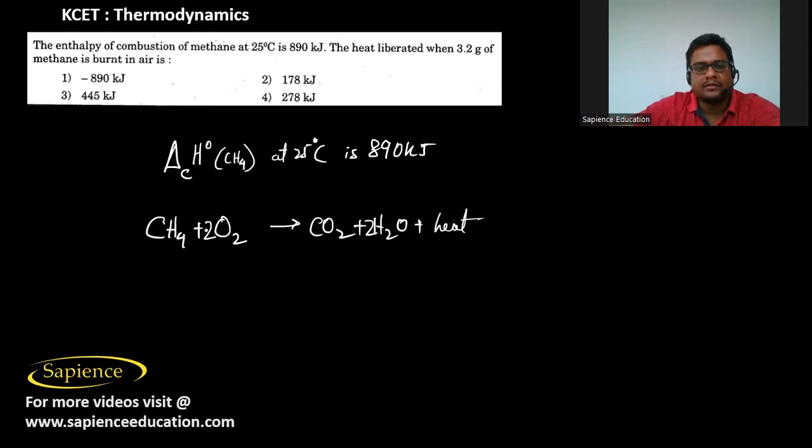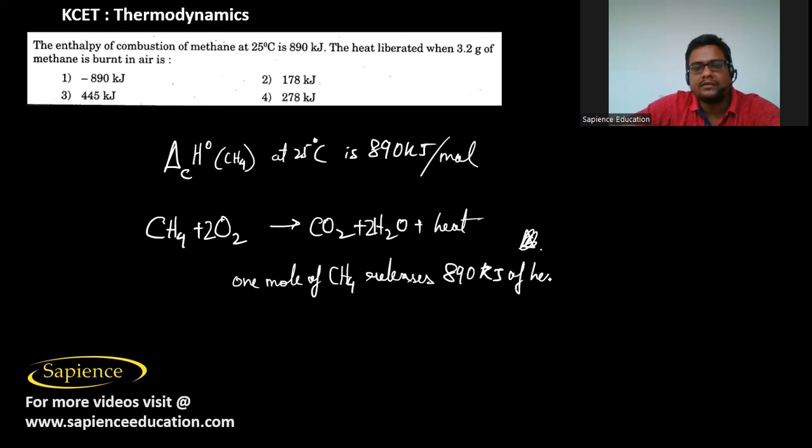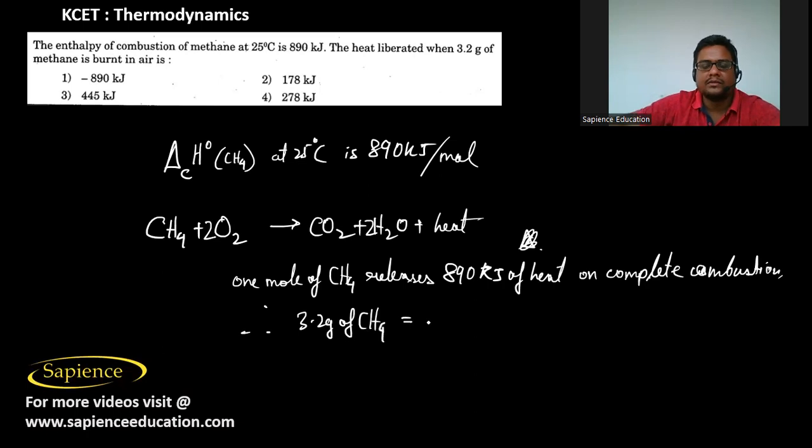So here it is told that the enthalpy of combustion is 890 kilojoule per mole. So it means 1 mole of CH4 releases 890 kilojoule of heat on complete combustion. Therefore, for 3.2 gram of CH4, we have to find out how many moles that is. So it will be 3.2 gram divided by the molar mass of CH4, which is 12 plus 4, that is 16 grams. 16 twos are 32. So that is 0.2 mole.